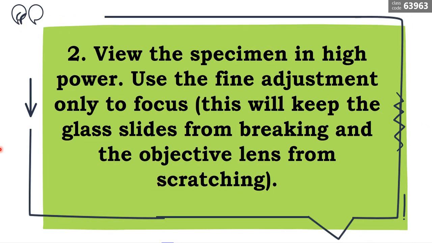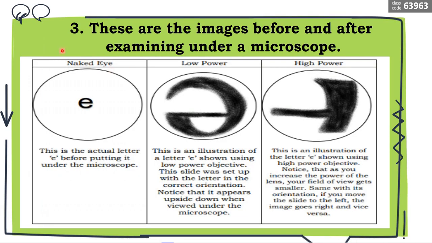And for number two, view the specimen in high power. Use the fine adjustment only to focus. This will keep the glass slides from breaking and the objective lens from scratching. Okay, for number three, these are the images before and after examining under the microscope.